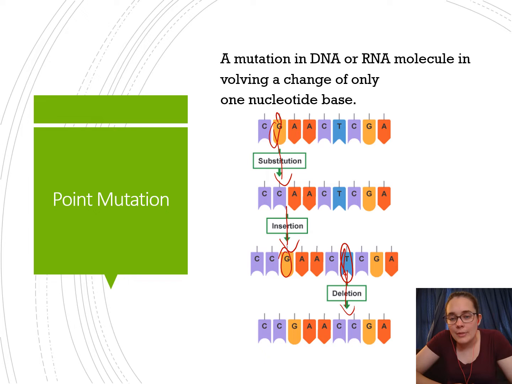So in the example at the bottom here, you can see that the T has been deleted out of the DNA code. Very similar to insertion, if you take out a base, all the triplets after that get shifted forward by one base. So again, you're changing your triplet codons, so you're changing potentially the amino acids that follow it.